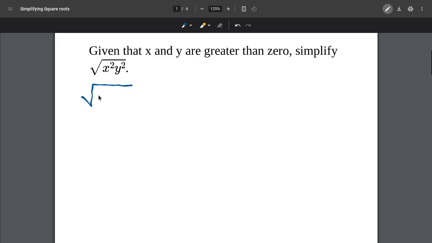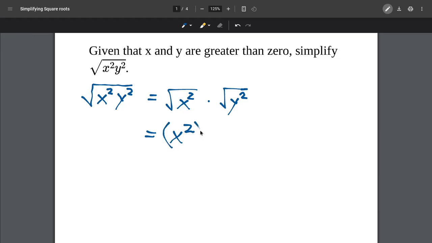Okay, so we can actually take the square root of x squared y squared and break this apart into the square root of x squared times the square root of y squared. And instead of writing a square root, we can write it as raising this x squared to the 1/2 power, and the same thing with y squared.